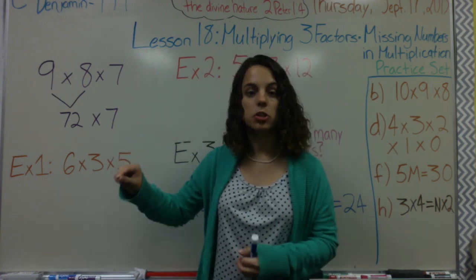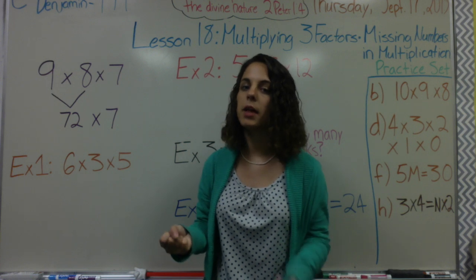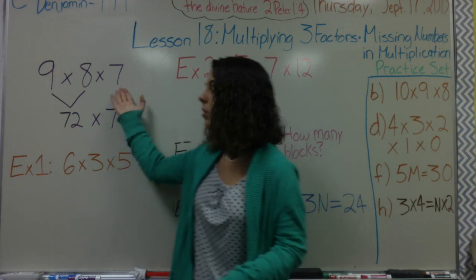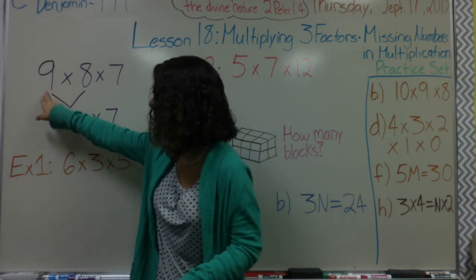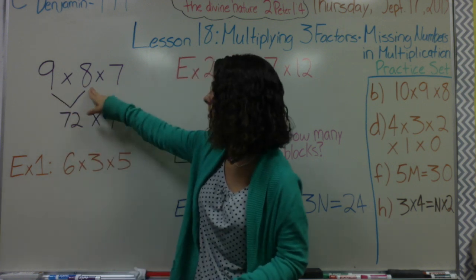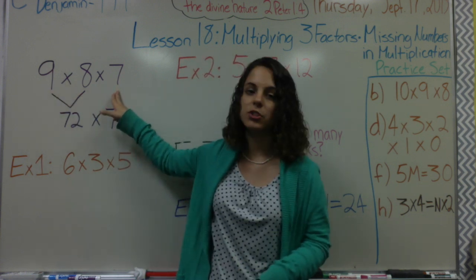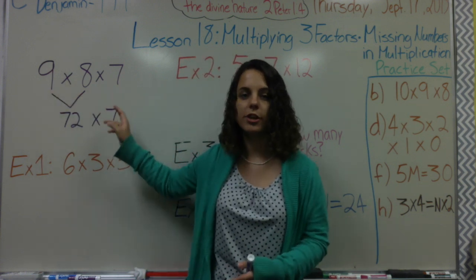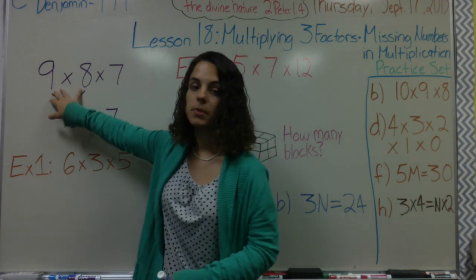One thing that we do know from the commutative property of multiplication is that we can multiply in any order. So the order of how we multiply does not make a difference. I can start with 9 times 8 first, or I can start with 8 times 7, or I could even start with 9 times 7 first. Whichever you choose, you just pick two at a time.